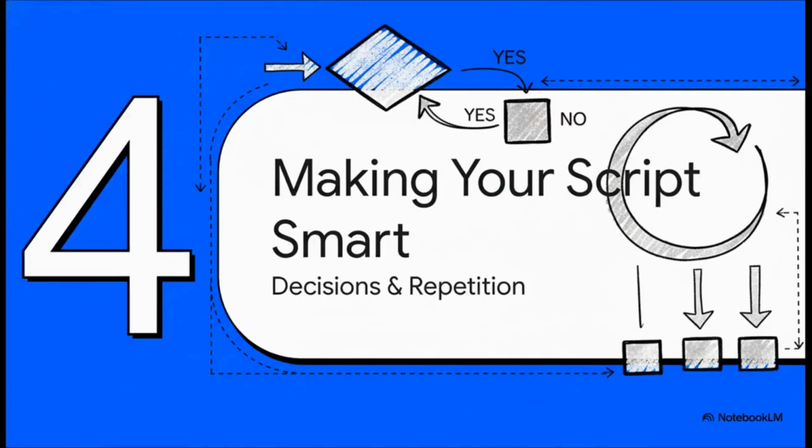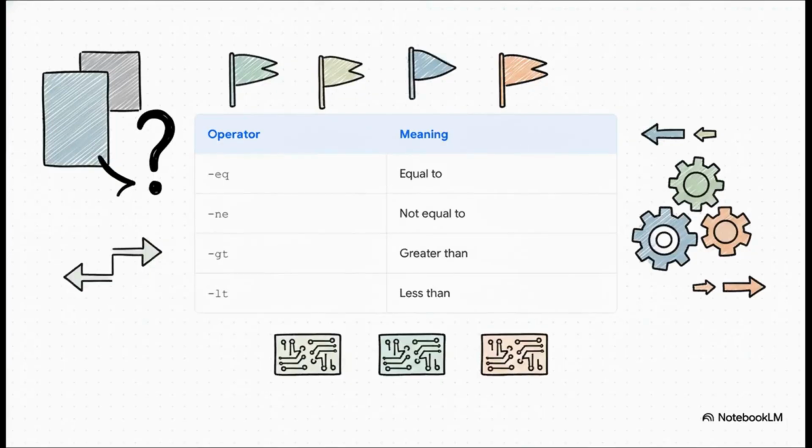All right, now we get to the really powerful stuff. This is how we make a script truly smart. We're going to give it the ability to make its own decisions and to repeat actions over and over again. We are talking about conditionals and loops. So, for a script to make a decision, it needs to compare things.